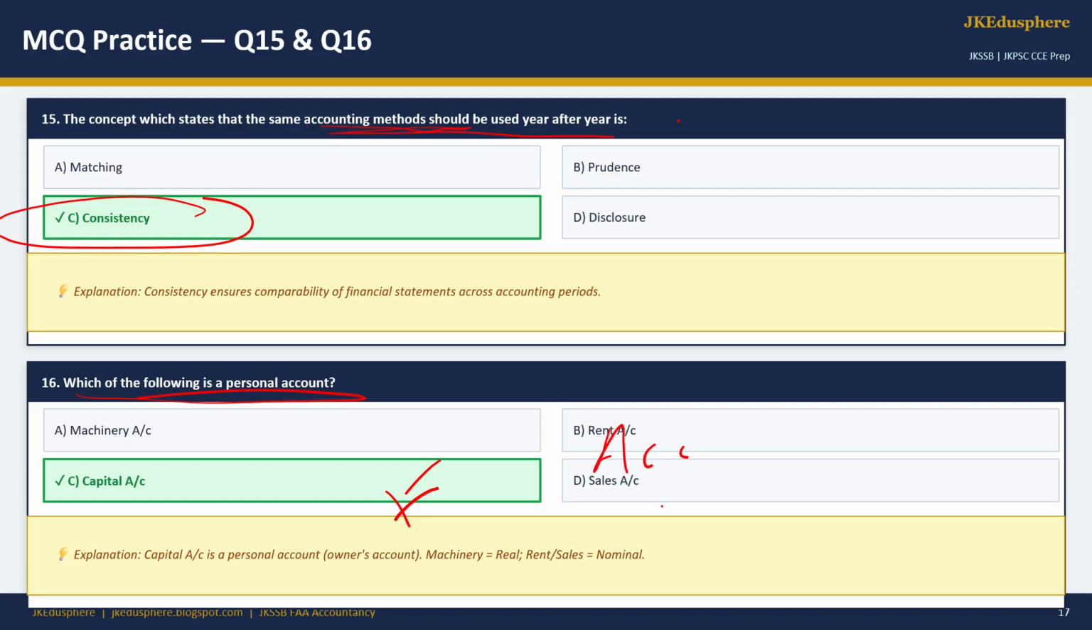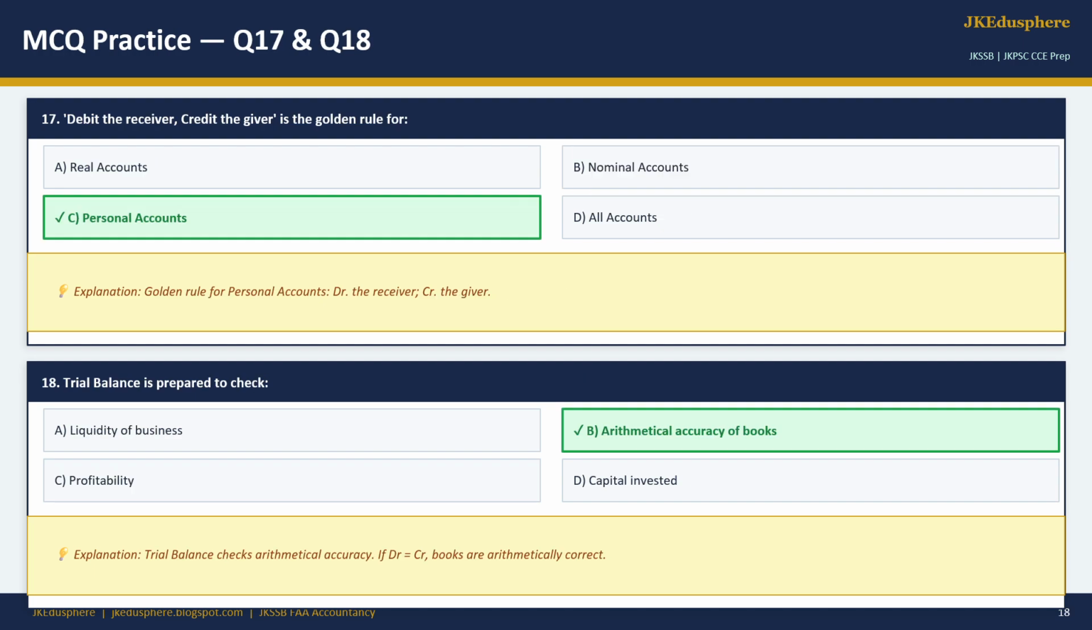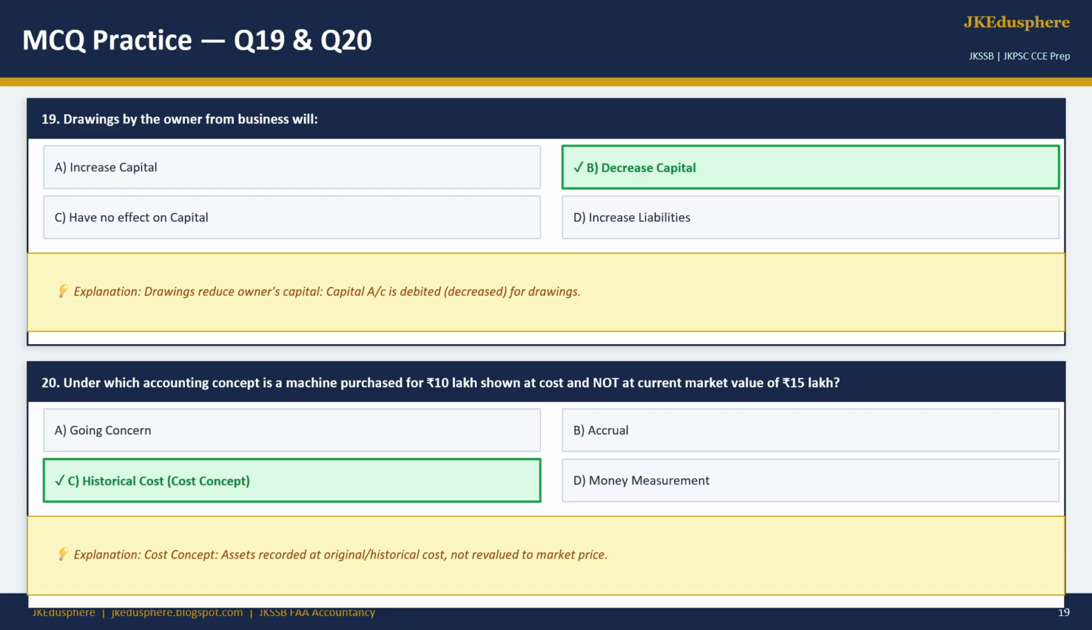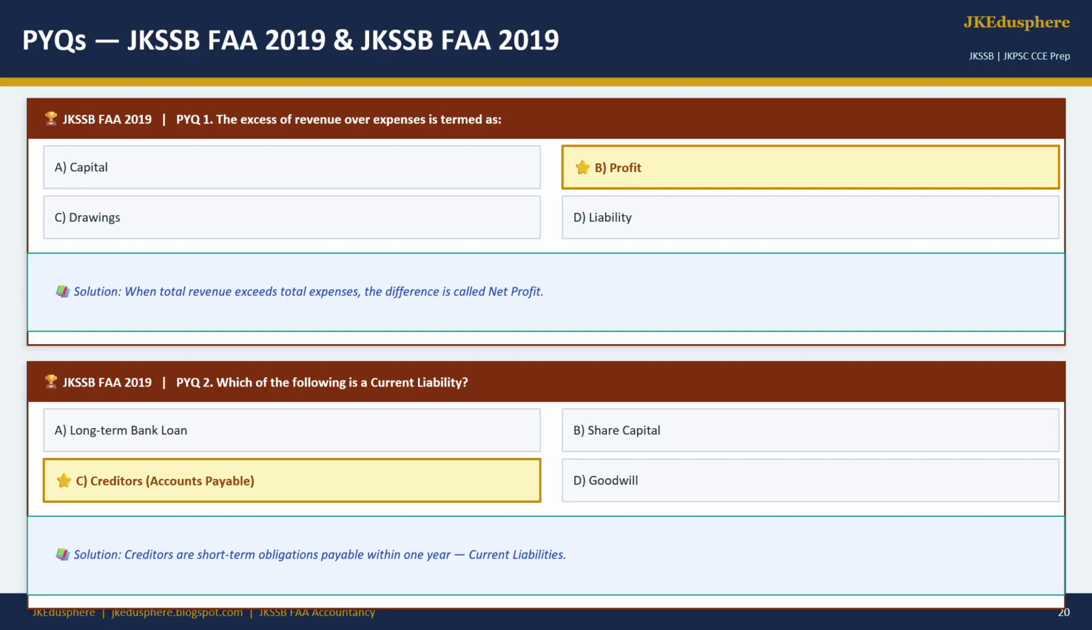When we see accounts and their types, then we will see this. We also saw that trial balance is used to check the arithmetical accuracy of the books. These are something we need to see. We got this question in JKSSB Finance Accountant Assistant 2019.